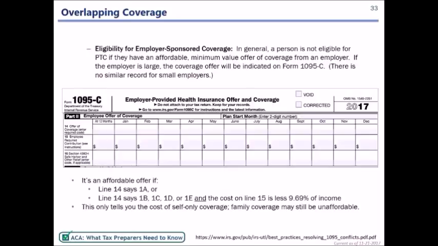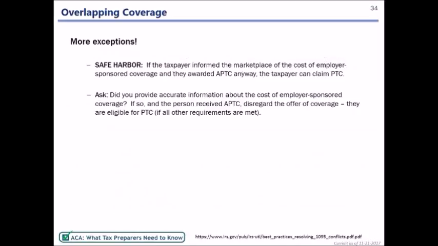So if it's an affordable offer, line 14 is going to say 1A, or it's going to have a different kind of code, and the cost of coverage on line 15 needs to be less than 9.69% of income. And remember that this is only the cost of self-only coverage. This doesn't give you information that will help you determine the affordability, typically, of family coverage. But there is a safe harbor.